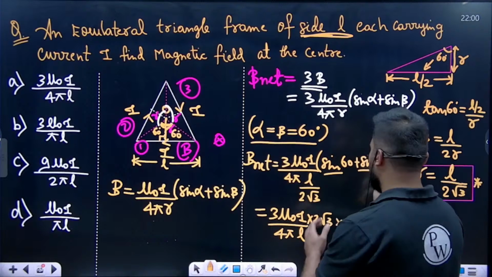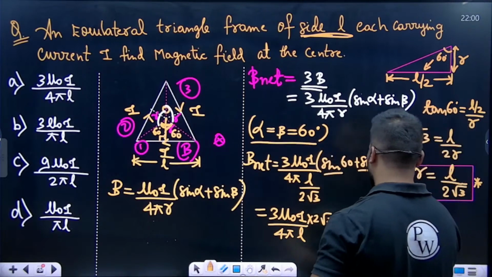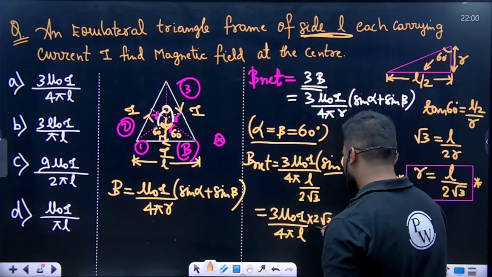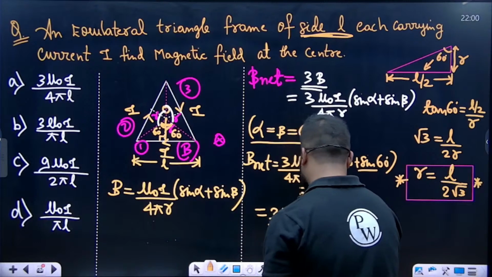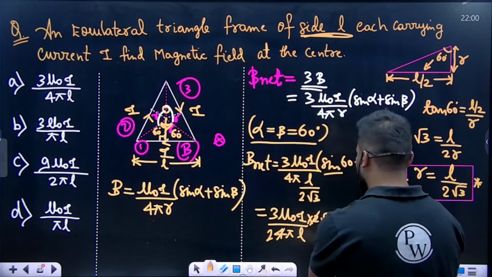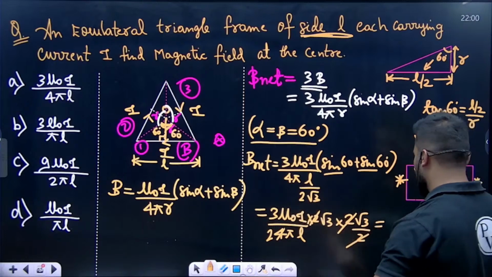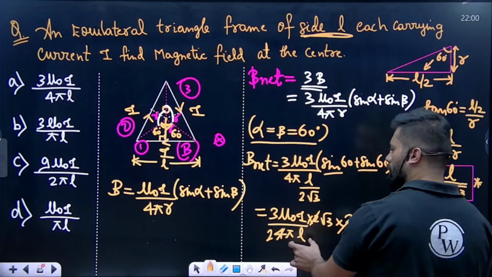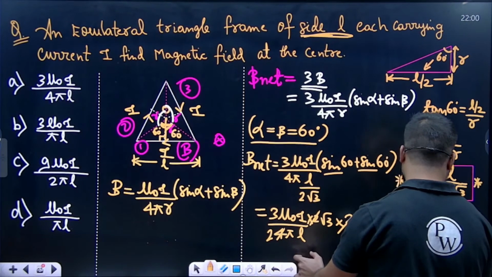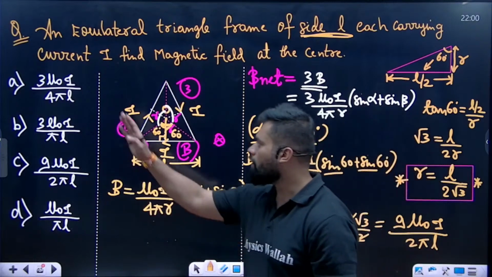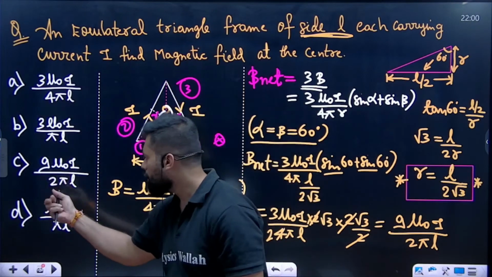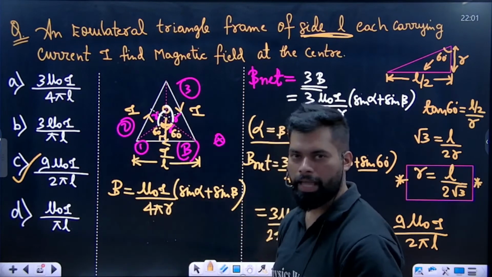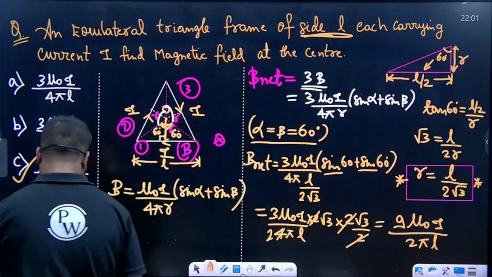So I can write directly root 3 by 2 plus root 3 by 2, that will be 2 root 3 by 2. So this 2 and 2 will be cancelled out, and this 2 and this 2 will also be cancelled out, and root 3 into root 3 will be 3, and 3 threes are 9. So this will be 9 mu naught I upon 2 pi L. This will be your answer. Which of the following options is correct? I found this is option C. So the correct option to this question is option number C.